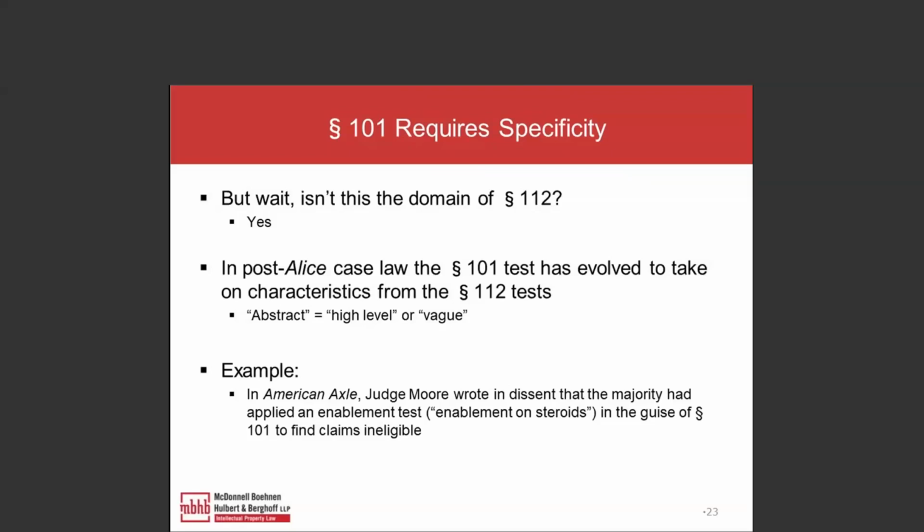Judge Moore from the Federal Circuit wrote in dissent in American Axle that the majority had been applying an enablement on steroids test in the guise of Section 101 to find claims ineligible. So whatever you do, don't argue with Judge Moore. She's usually right.